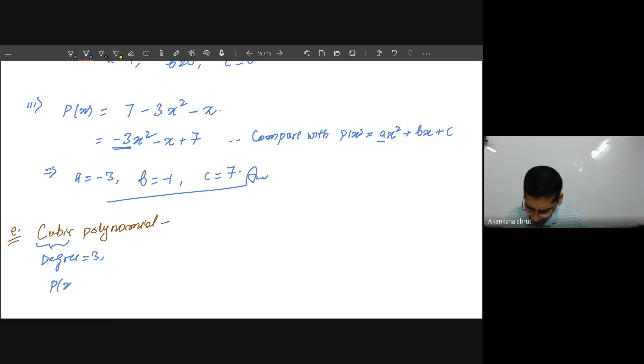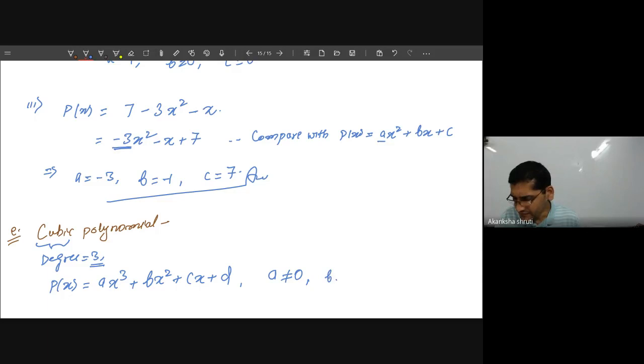So what will be the general form? In this case there could be 4 terms, so it is ax cube. Since it is 3, a is always taken with the highest power. The next one is the x squared term, so that is bx squared plus cx plus d. These are the possibilities. Here a can never be 0; b, c, d can be 0. It is possible. Okay. This is not in your syllabus, so I am not discussing too much.